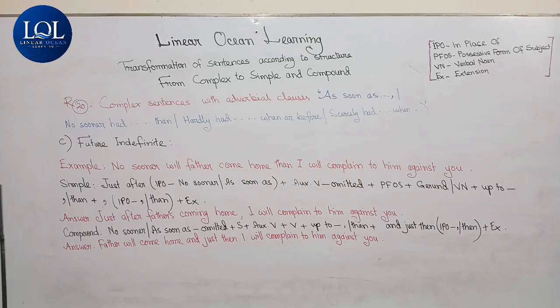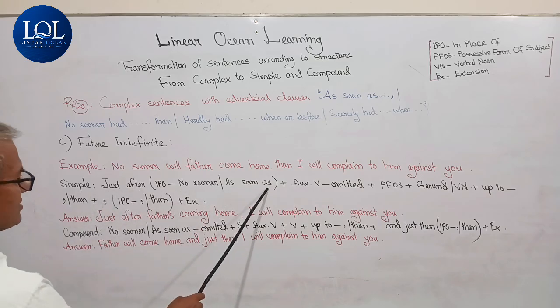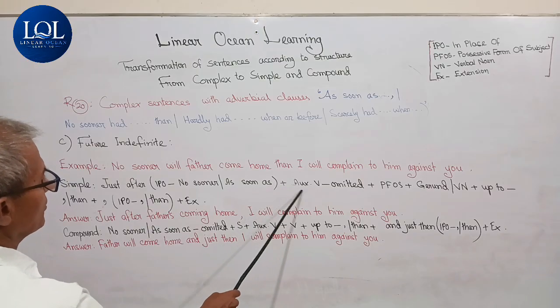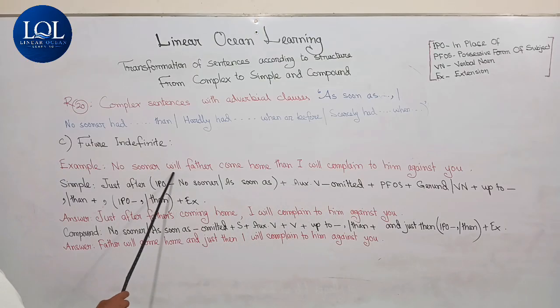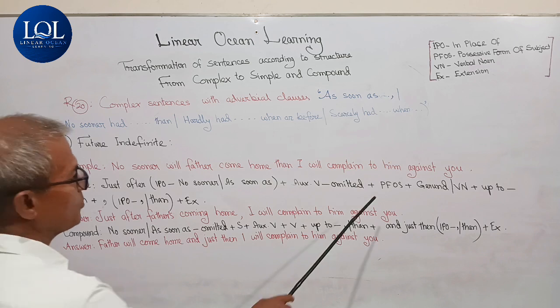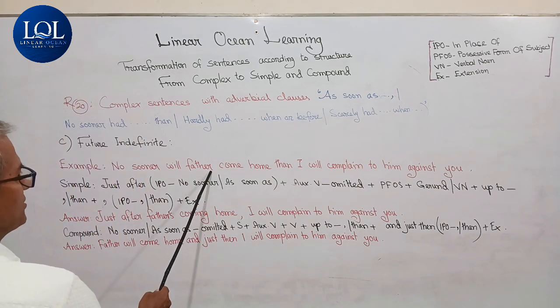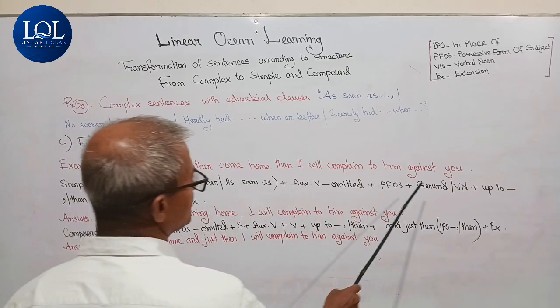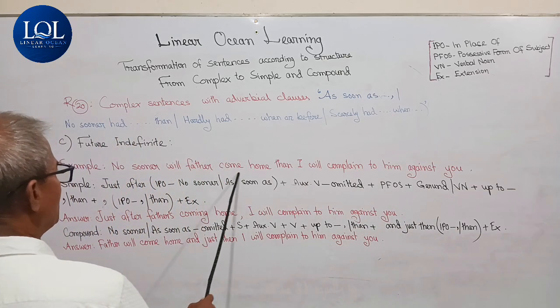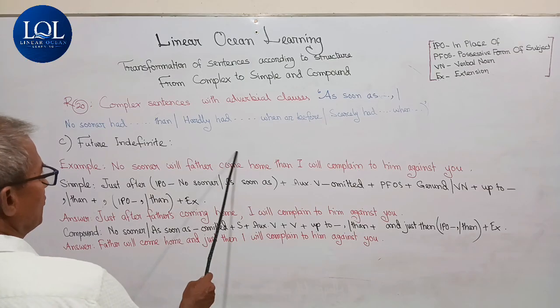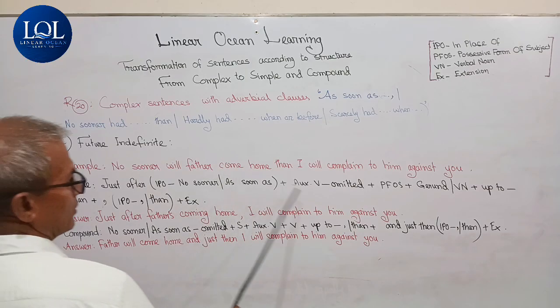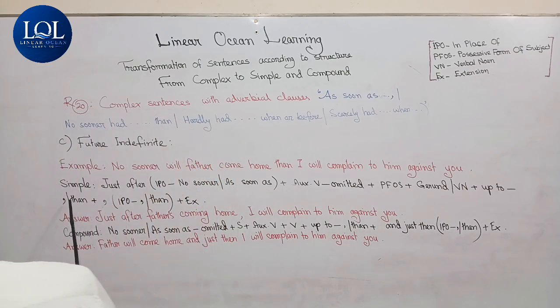If we want to put it into a simple sentence, the structure we have to follow is just after IPO no sooner or as soon as, plus auxiliary verb omitted. Here the auxiliary verb is will, it will not be there. Plus possessive form of the subject. Here the subject is father and its possessive form is father's. Then gerund or verbal noun. Here come is the verb and its gerundial form is coming, plus up to comma or than.